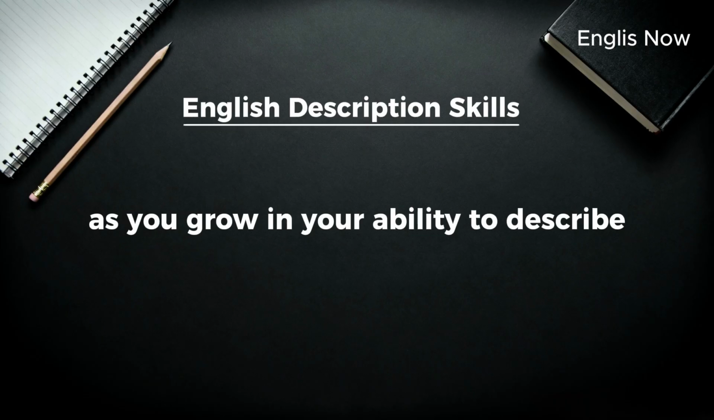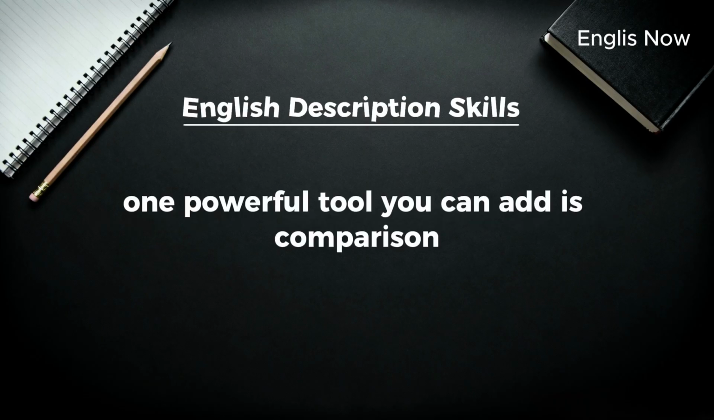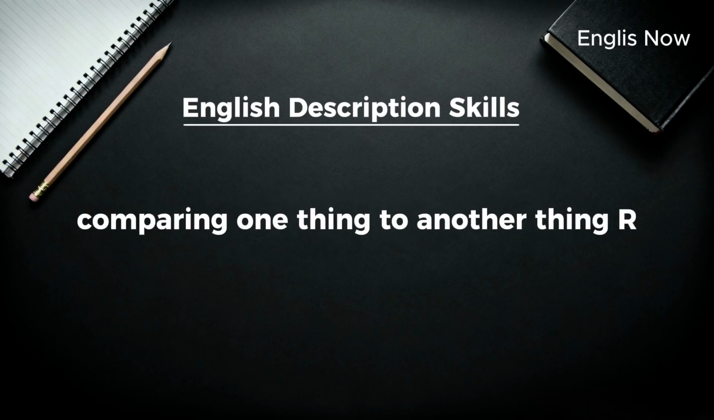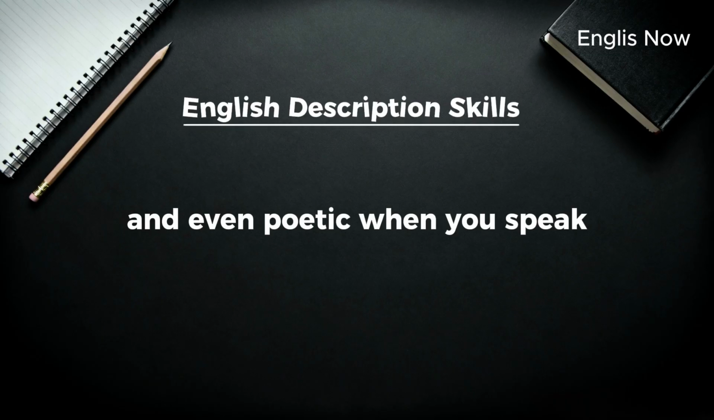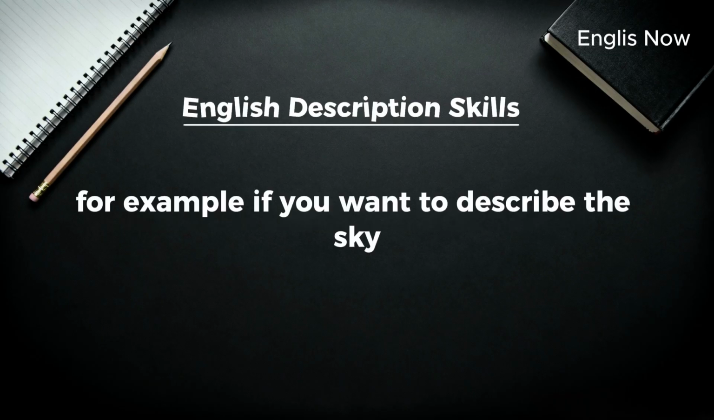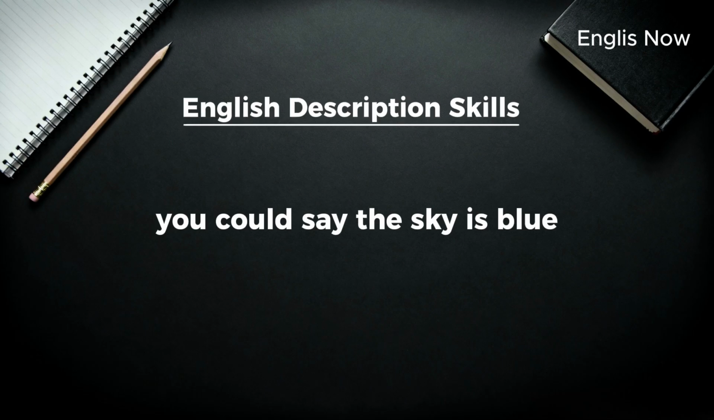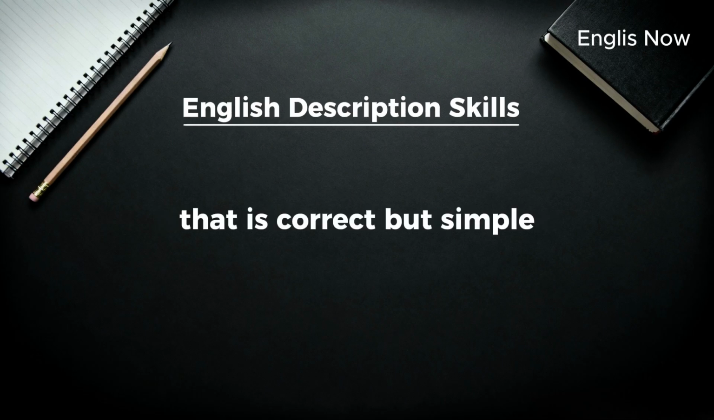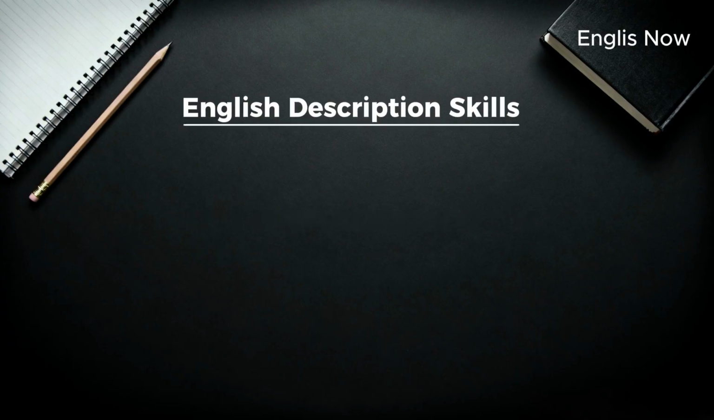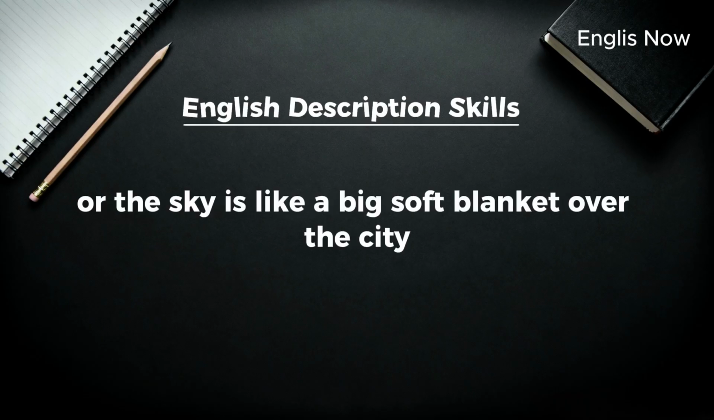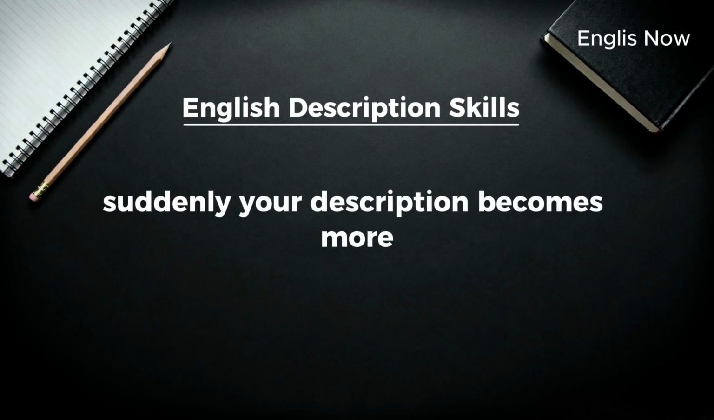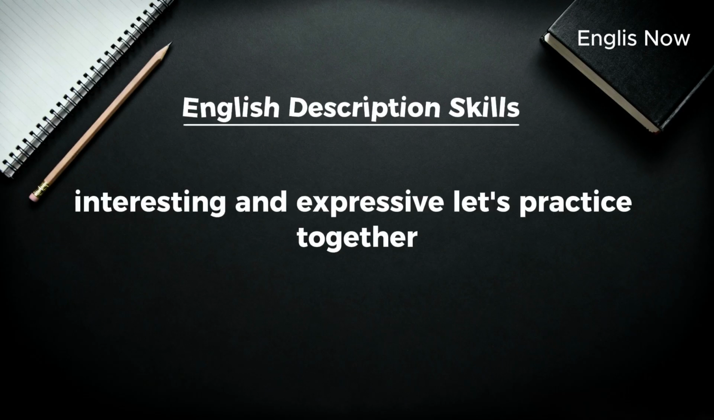As you grow in your ability to describe, one powerful tool you can add is comparison, comparing one thing to another thing. It helps you sound natural, colorful, and even poetic when you speak. For example, if you want to describe the sky, you could say, "The sky is blue." That is correct, but simple. If you compare, you can say, "The sky is as blue as the ocean," or "The sky is like a big soft blanket over the city." Suddenly, your description becomes more interesting and expressive.